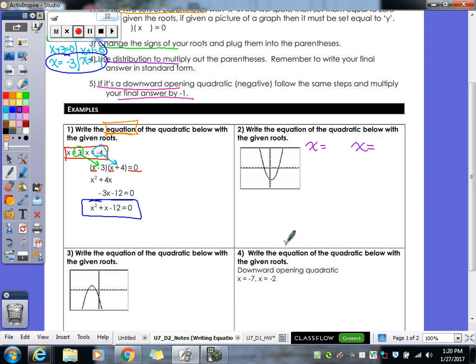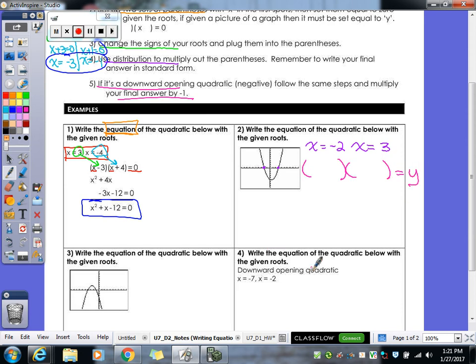First thing we need to do is identify our 2 roots. So we're going to start with x equals, x equals. If we look at our graph, what are our roots? What's this first one over here on the left? -2, close. And our root over here on the right? 3. So there we go. x equals -2, x equals 3. There's our 2 roots.